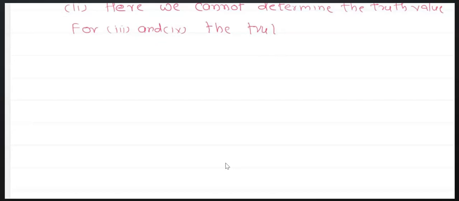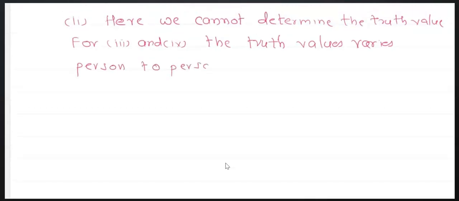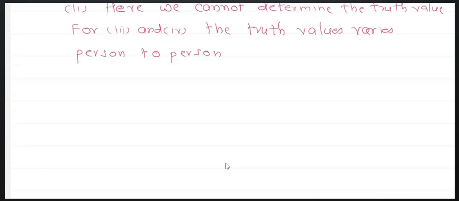And next, for third and fourth, truth values vary from person to person. Someone likes mathematics, someone does not like mathematics. Therefore, it varies from person to person. Not everyone can say that mathematics is an interesting subject. It is black in color. This is also person to person. Someone says that if it is not highly dark, then he will say that it is black.